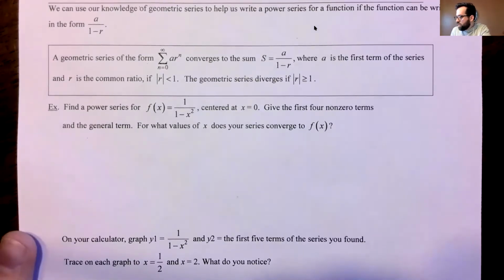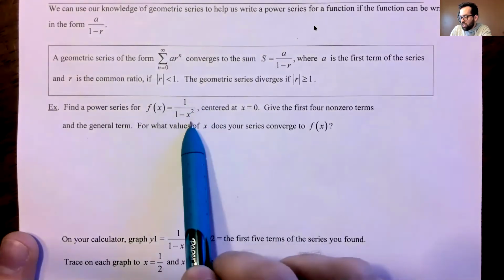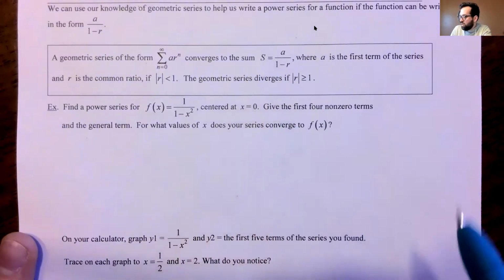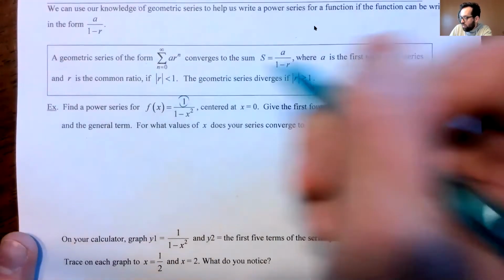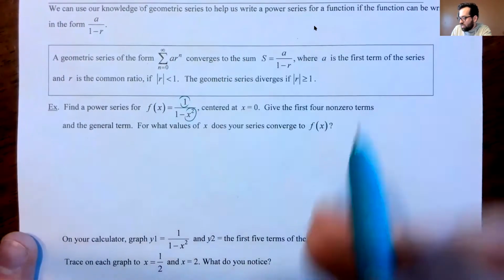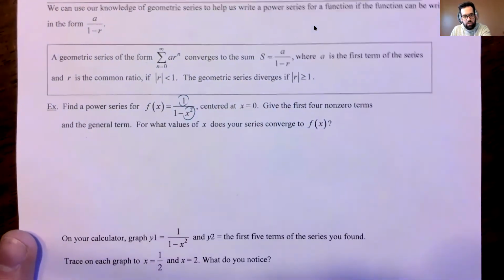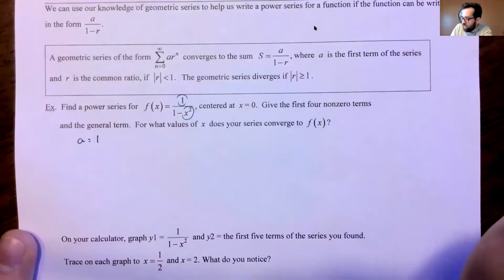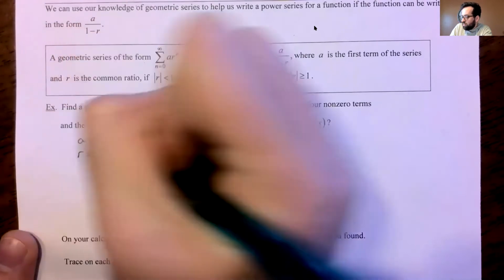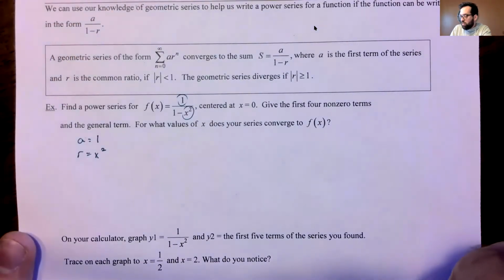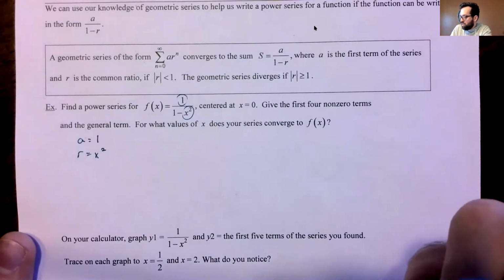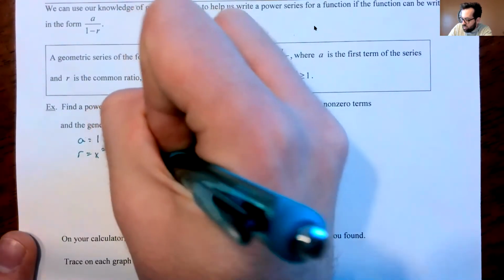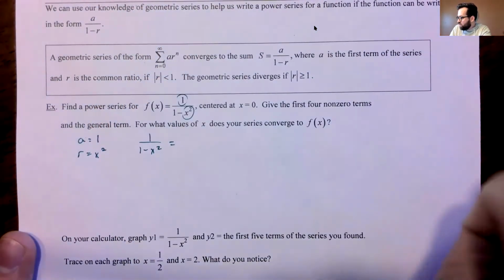So if you take a look at this fraction, we know the sum of a geometric series has to be a over 1 minus r. So in this fraction, we're caring about that number, and it's a really good sign that this number is already 1, so we don't have to worry about that. So our a is 1, and our r is x squared. So we want to give the first four non-zero terms and the general term of the series version of f of x.